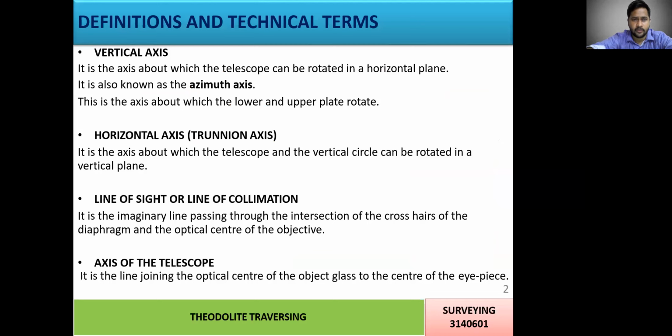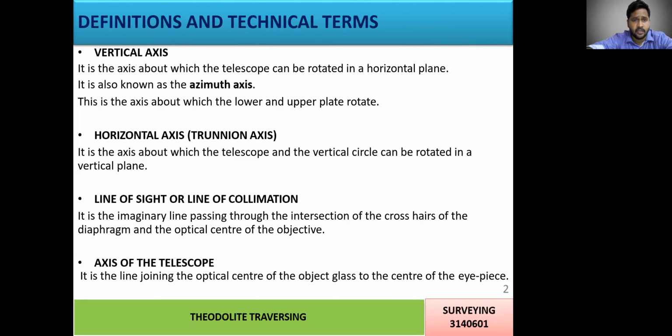In today's lecture, I'm going to explain definitions and technical terms used in theodolite. Vertical axis: it is the axis about which the telescope can be rotated in the horizontal plane. It is also known as the azimuth axis. This is the axis about which the lower and upper plates rotate. See, in this vertical axis, the lower plate and upper plate will rotate about the same axis. That is known as the vertical axis.